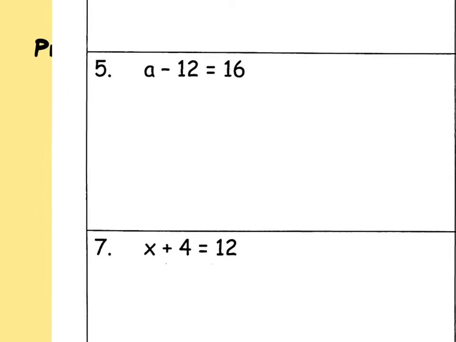Number 5 says a minus 12 equals 16. There is my railroad track. I'm going to add 12, doing the inverse operation, remember. 12, goodbye. Left with an a. We get plus 12 here. I don't know why I keep on saying 13.